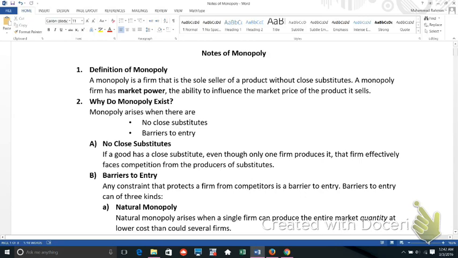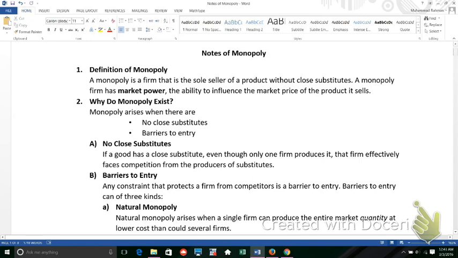The first factor that really gives rise to monopoly is the issue of having no close substitutes. And I think it makes perfect sense. If you are producing something which is unique, if you are producing something which cannot be substituted by any other good, you are automatically not facing any competition from anyone else. And if you are the sole producer of a unique good such as insulin, then you are in a market where you are the monopolist.